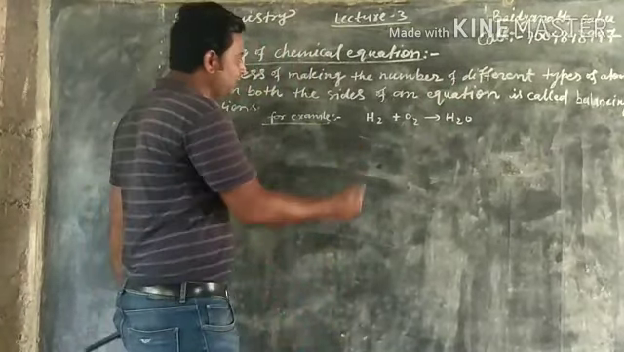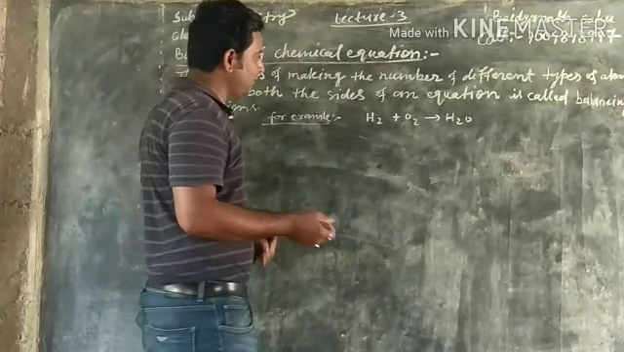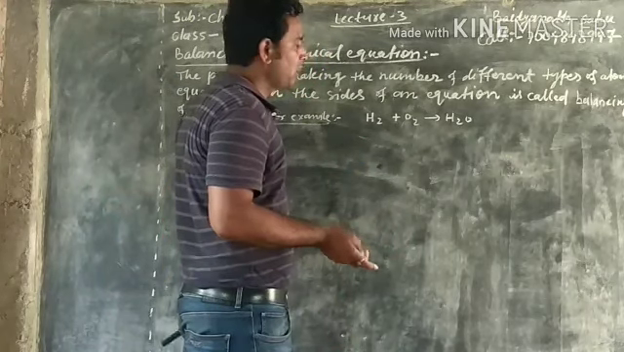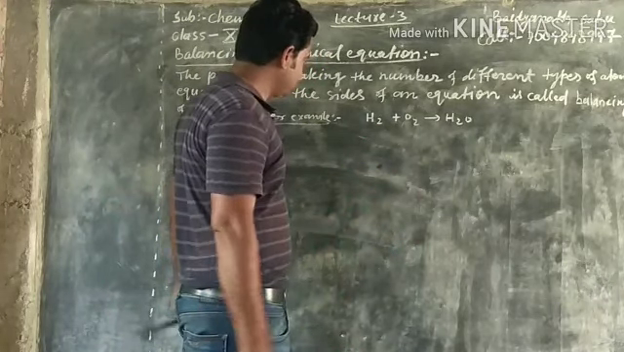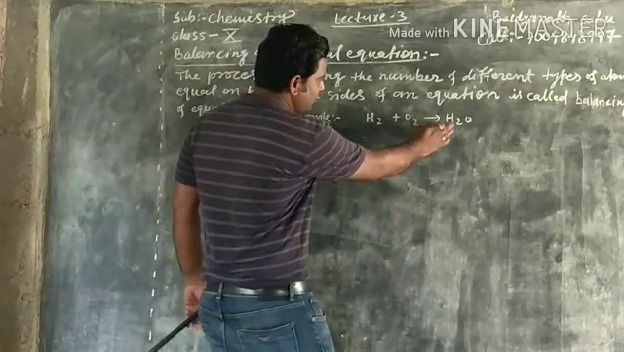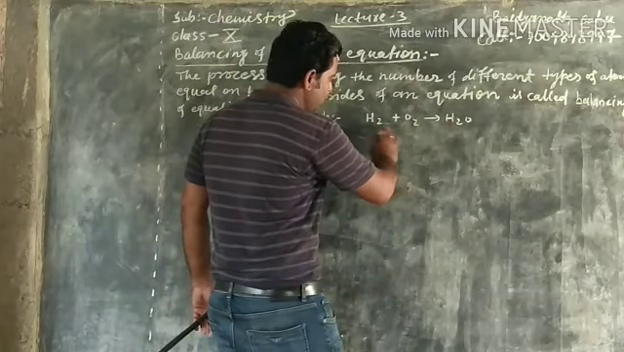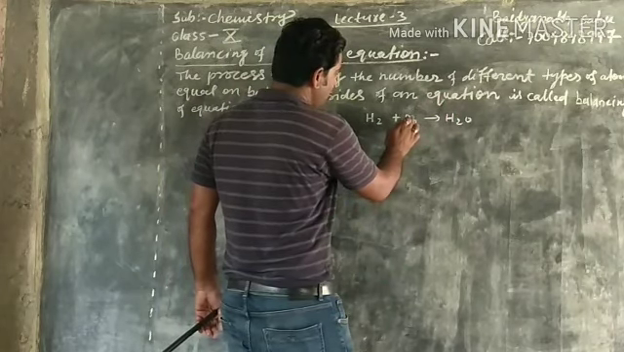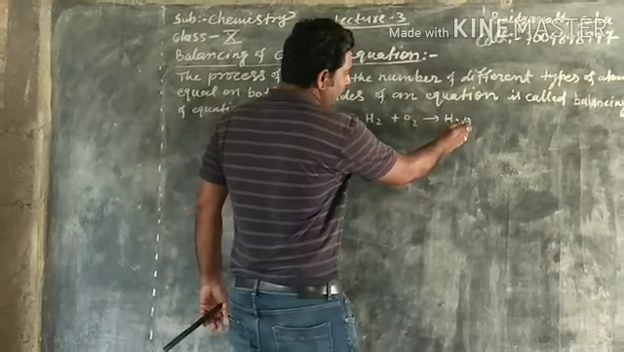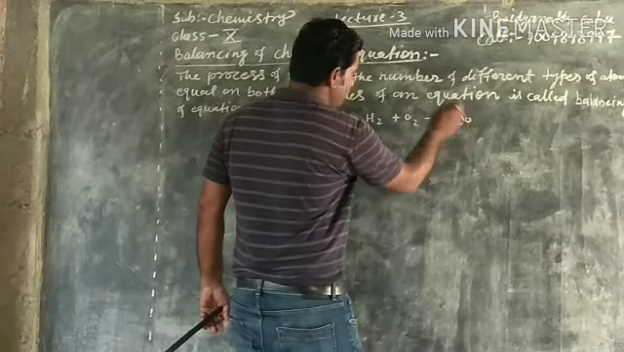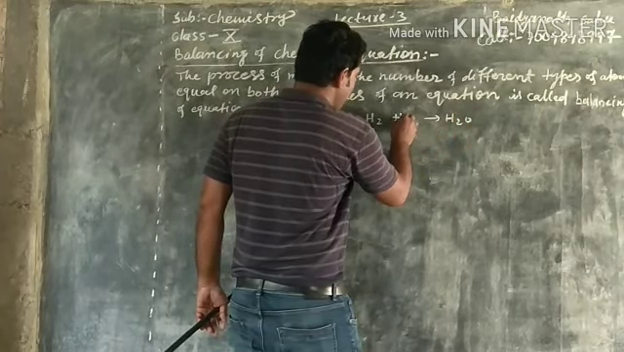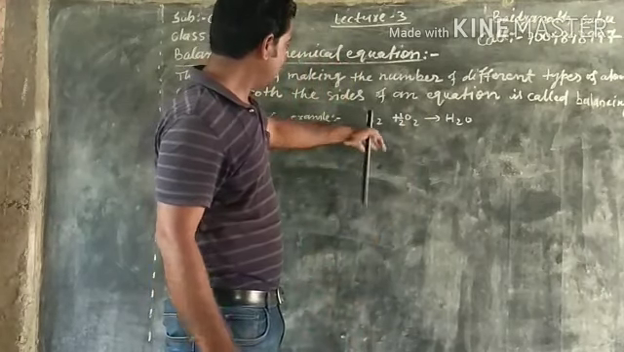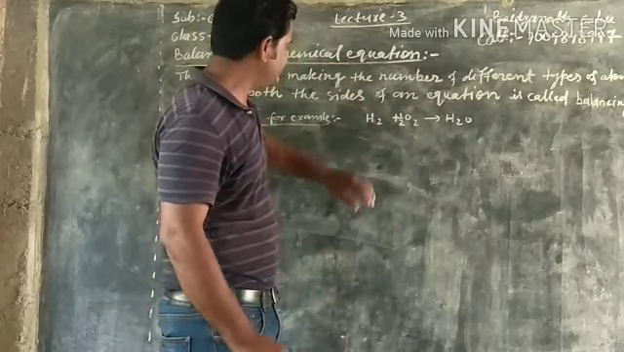Now, for balancing the equation, we have to multiply by a suitable number on either the reactant or the product side. H2 is on the reactant side, and H2 is also on the product side, so hydrogen is the same. But on the reactant side the number of oxygen atoms is 2, and on the product side it is 1. So we have to multiply O2 by half. In this way, we can balance the equation. Now this equation is balanced.